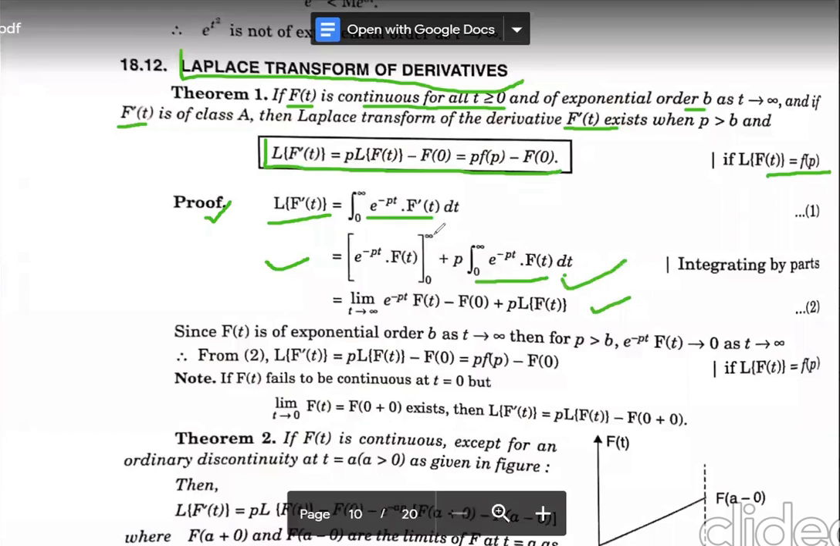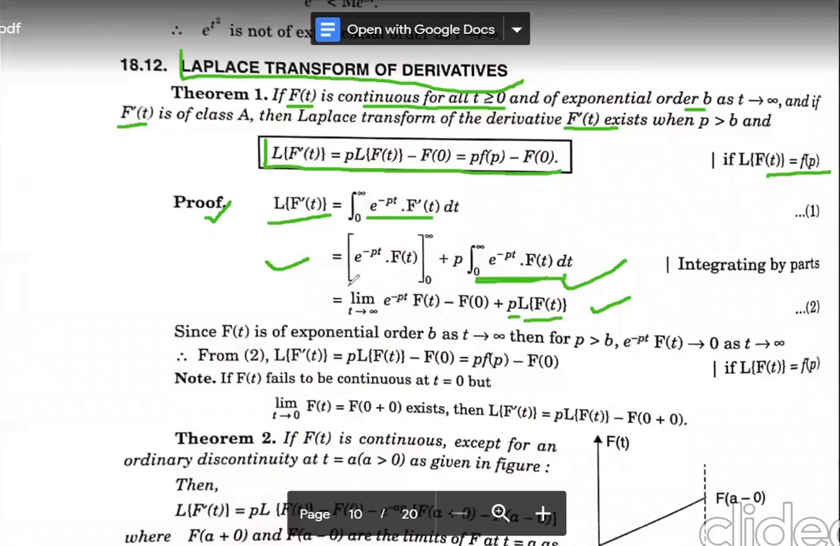Now, for substituting infinity, I have not directly substituted. I have taken the limit t tends to infinity of e to the power minus pt into f of t. Then the lower limit, so minus e to the power 0. If you put t equal to 0, e to the power 0 is 1 and then f of 0. So minus f of 0 plus p, and this is nothing but the definition of the Laplace transform of f of t.